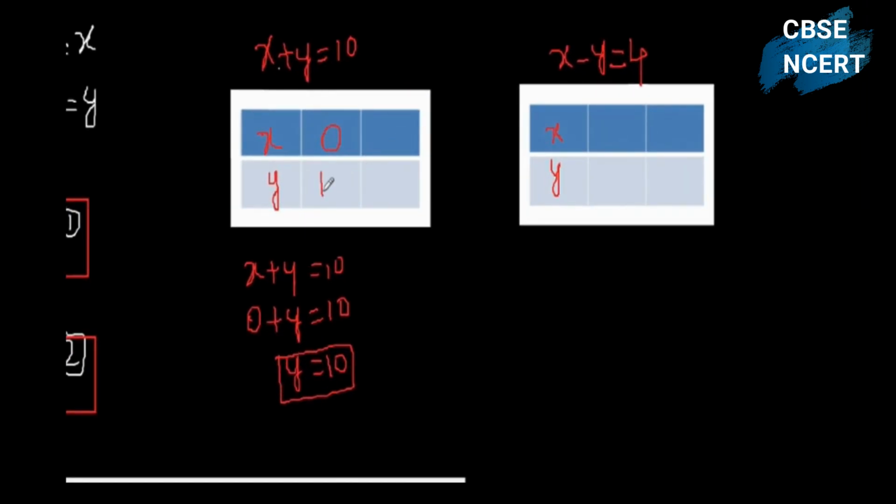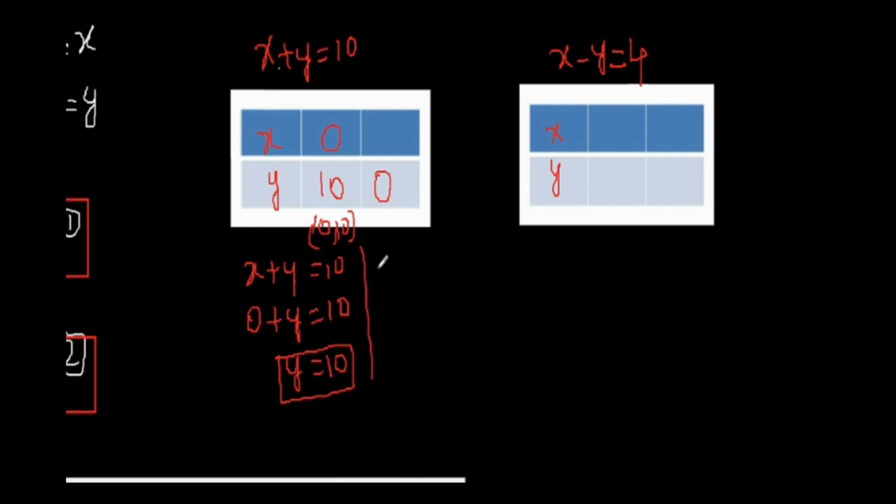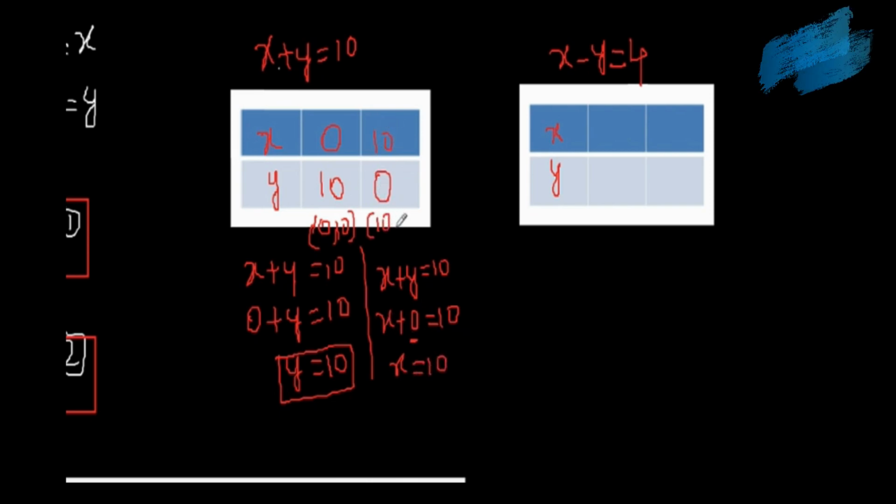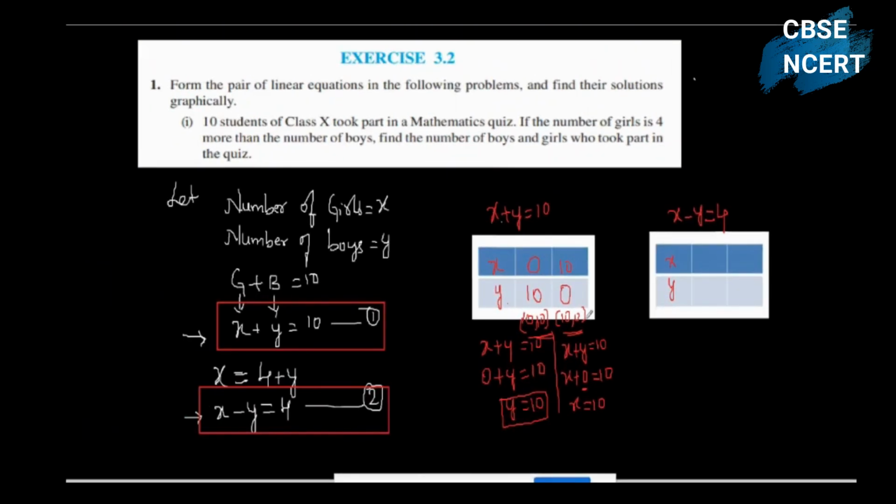So if x is 0, y is equal to 10, the ordered pair will become 0 comma 10. And I will assume the y value as 0. If the y value is 0, we write the equation as it is, so x plus 0 is equal to 10. As 0 has no value, x plus 0 is x, which is 10. So the point will become 10 comma 0. When x is 0, y is 10. When y is 0, x is 10. So the points are 0 comma 10 and 10 comma 0.